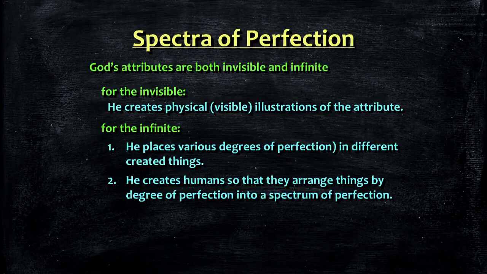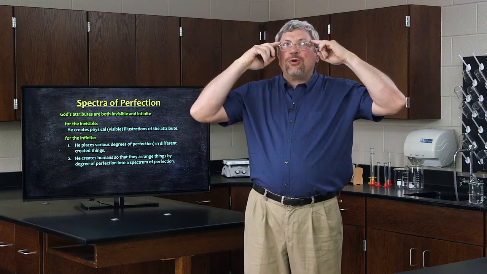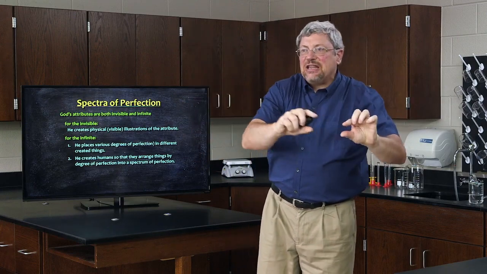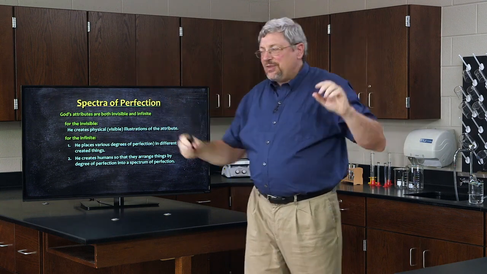Secondly, He creates us in such a way that when we see these spectra, we just automatically line them up. So we're created in such a way that if we see all these different degrees of perfection, we order them in our mind and we line them up according to that spectrum of perfection.